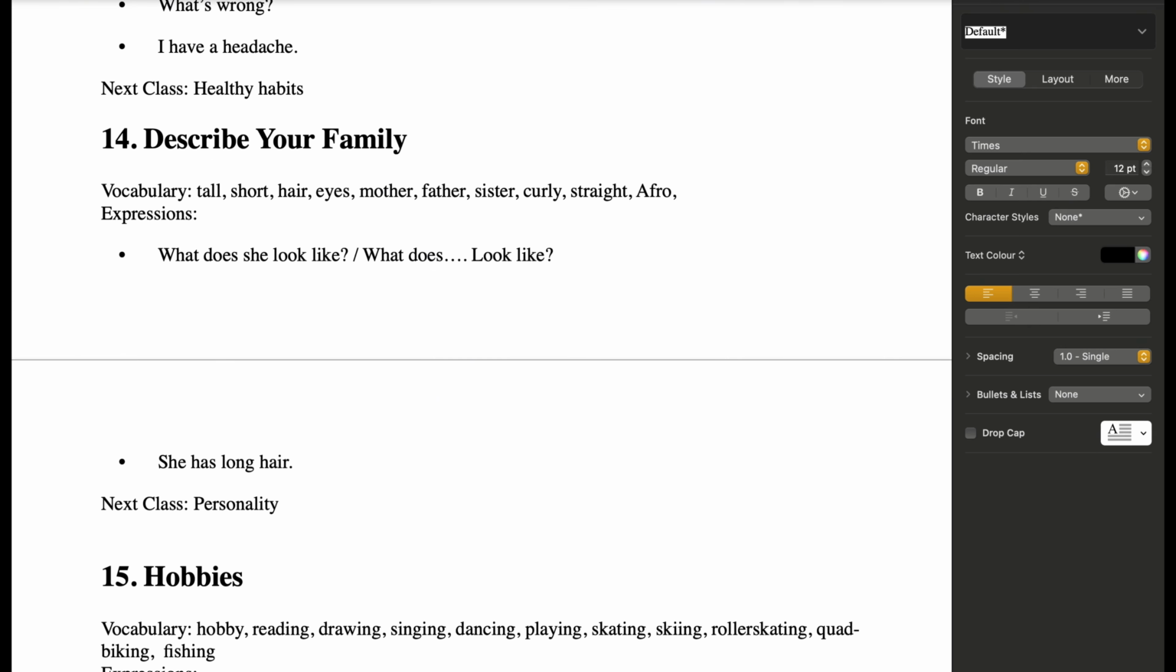Describe your family. So here you're describing your family. You're describing your friends. What does she or he look like? What does your mom look like? She has short hair. What does your dad look like? He has blue eyes. What does your teacher look like? She has an afro and big eyes, because I like saying that. So you're describing your family.